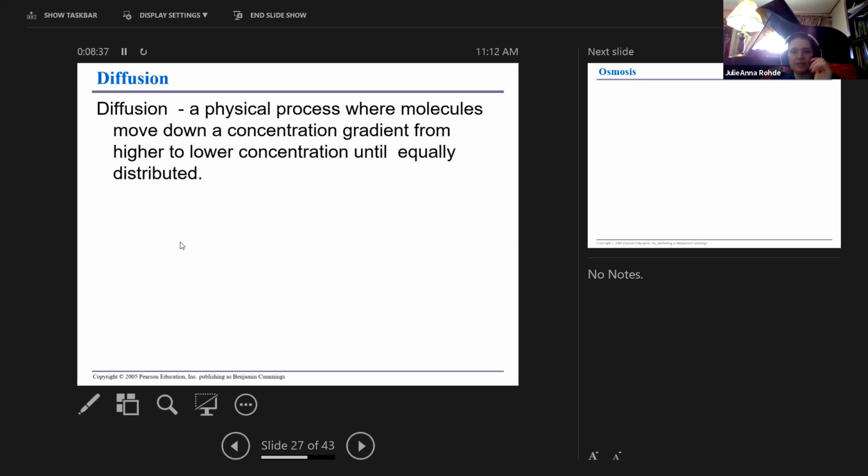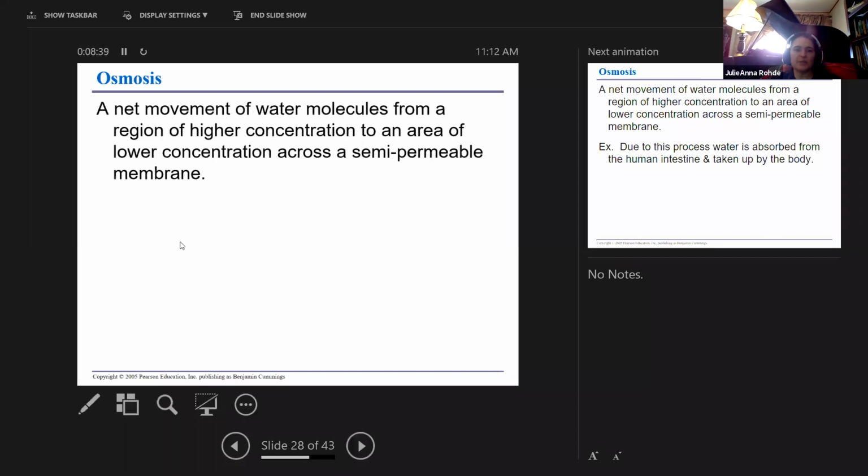Now, if we take that process, look at water, and put it across a membrane, then we have osmosis. Osmosis is the net movement of water molecules from a region of higher concentration to an area of lower concentration across a semi-permeable membrane. Sometimes you'll see in books, and you may have been given this simple definition in a life sciences or biology class earlier on, that osmosis is diffusion across a membrane. And you can think of it that way. Okay, it is water movement though.